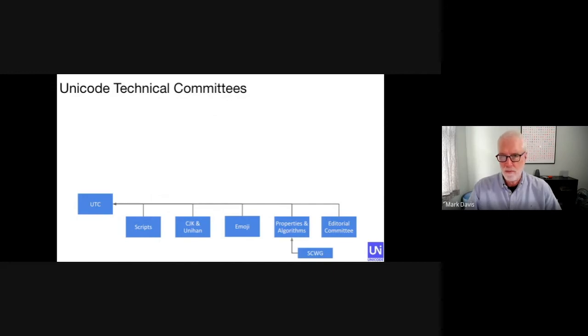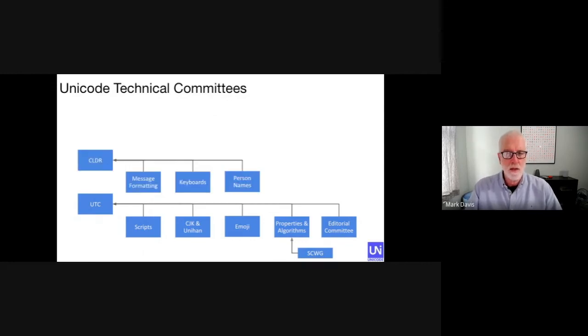And we also have some working groups. There's a working group that is focusing on avoiding source code spoofing, and that is a working group associated with the properties and algorithms group. CLDR is the second large project, and it has subgroups for message formatting, for keyboards, especially for digitally disadvantaged languages, and for formatting person names. And ICU has one main subcommittee, the ICU4X subcommittee.